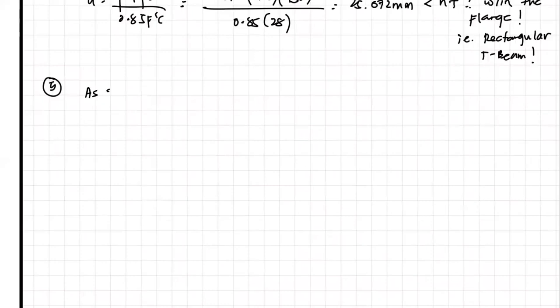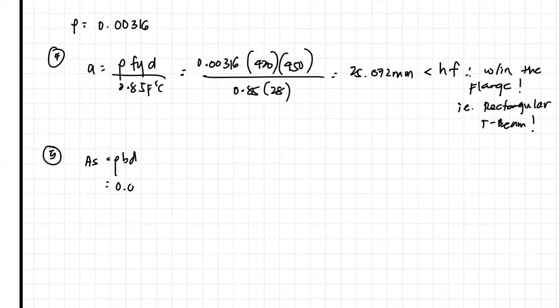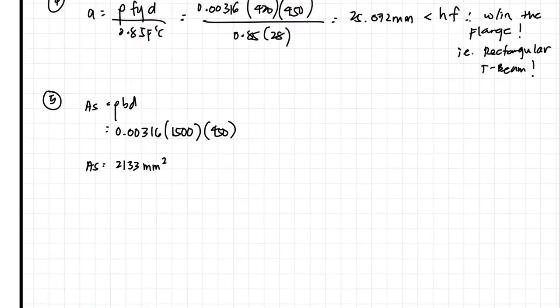So, As is equals to rho b d. Yung rho natin is 0.00316. So, yung base natin dito is yung ating bf kasi yan yung portion, yung flange natin. And then, 450. We have As is equals to 0.00316 times 1500 times 450. Okay, 2133 mm squared. So let's look at our design aid on how many number of rebars are needed to have 2133.